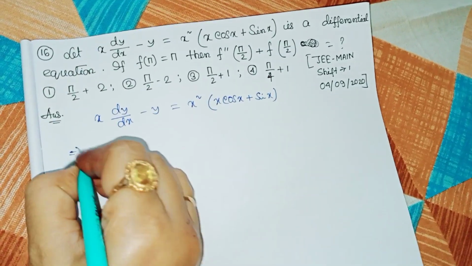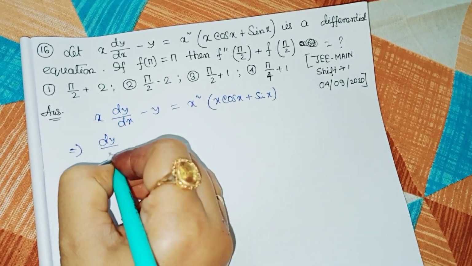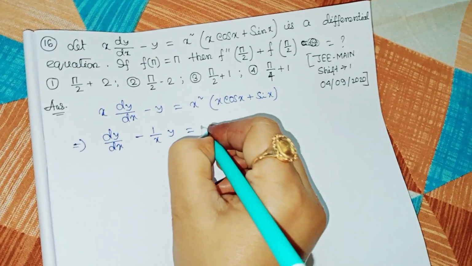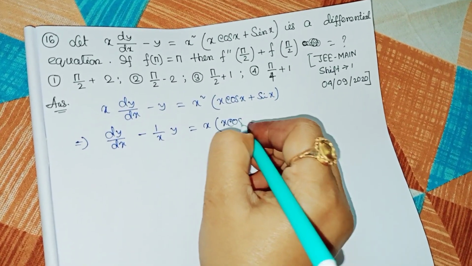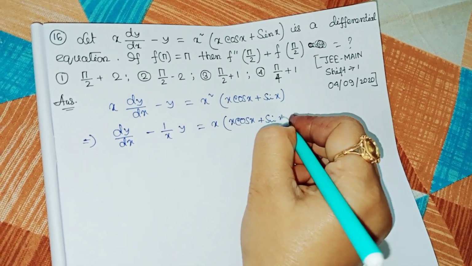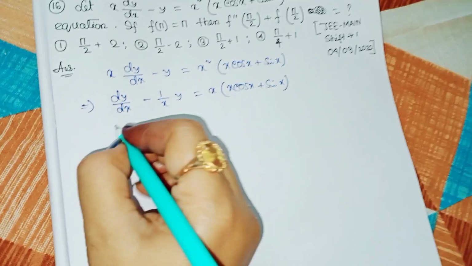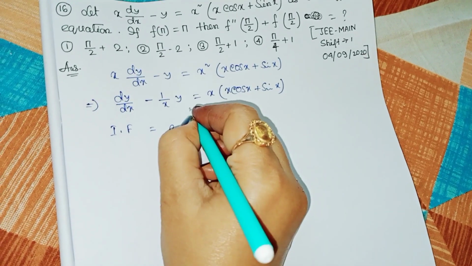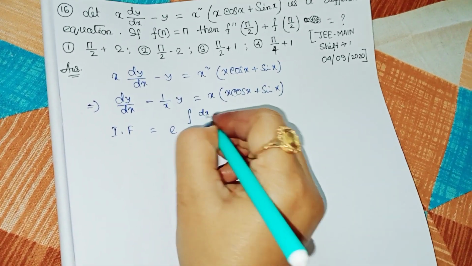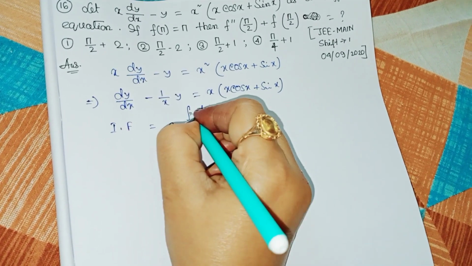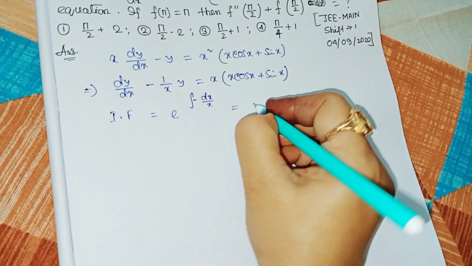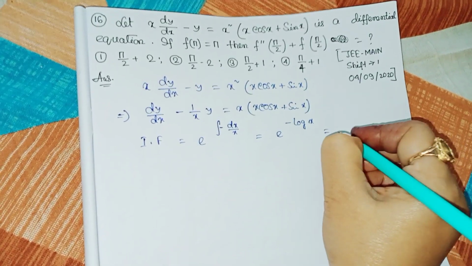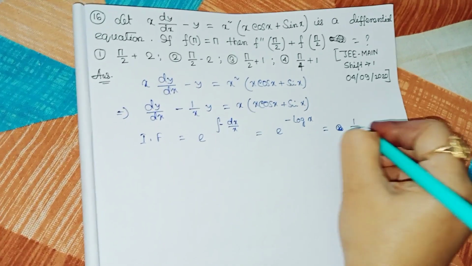Now dividing this equation by x, it becomes dy/dx minus (1/x) y is equal to x times (x cos x plus sin x). So the integrating factor of this equation is, we know, e to the power integration of minus dx by x, so it becomes e to the power minus log x, which is equal to 1 by x.